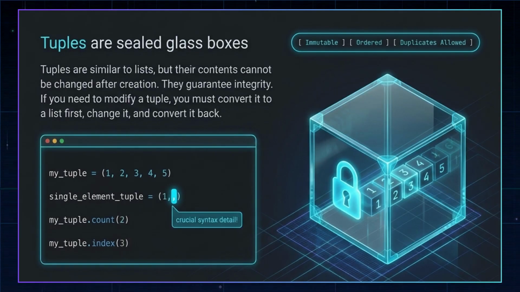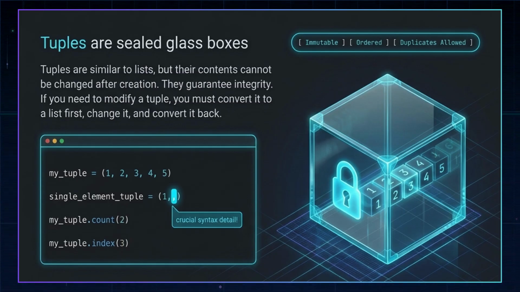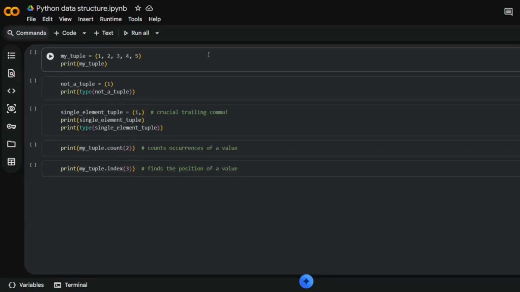Tuples, sealed glass boxes. Same shape as a list, but immutable. Once created, locked. That's your integrity guarantee. Watch the syntax trap though, a single element tuple needs a trailing comma, or it's not a tuple at all. Let's lock some data down.